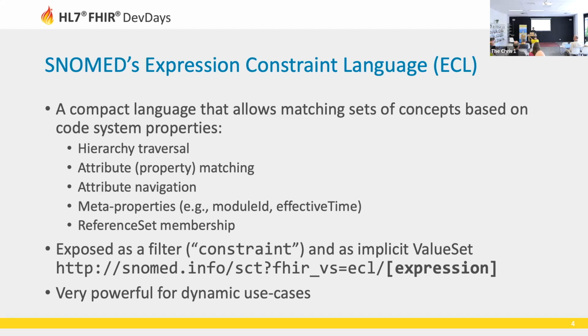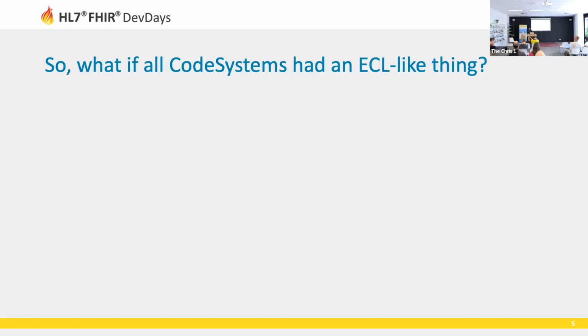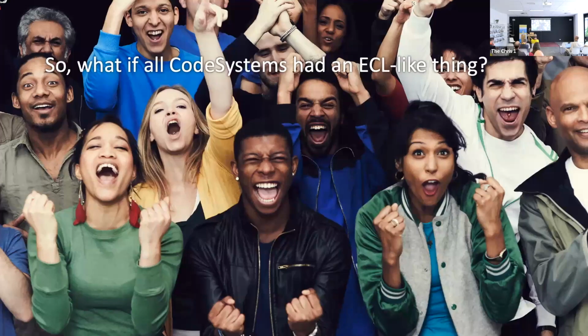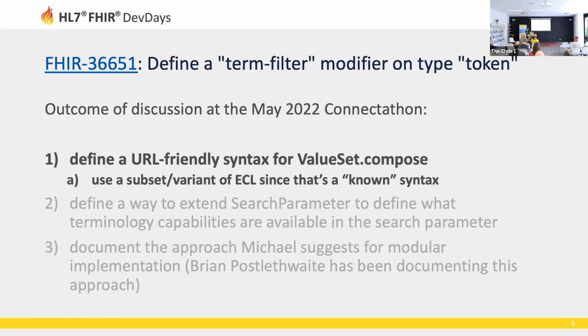So that's really handy. So what if all code systems had an ECL-like thing? Well, that'd be really great. So that brings us to where we are now. Well, almost. There was another conversation that led to a FHIR ticket. This was around term filtering. One of the things you can't do in a value set at the moment is actually constrain on the descriptions or the designations associated with a code. So this was another gap.